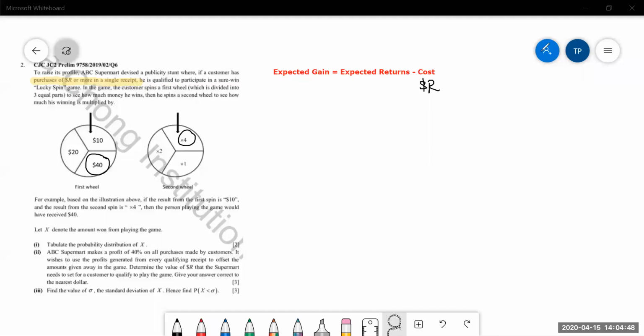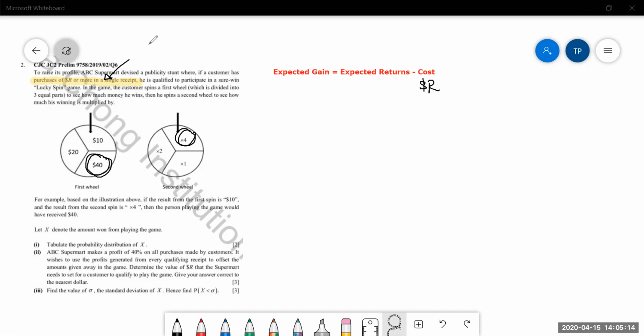Yeah, sorry, let me repeat. So expected gain is equal to expected returns minus cost, because there's a cost of playing this game, which is $R or more in a single receipt. Let's say if I spend $40, then I get a multiplier of 4, so I get $160. But if I go to Sheng Siong and bought $100 worth of stuff, did I really win $160? No, right? Because my expected gain was only $60.